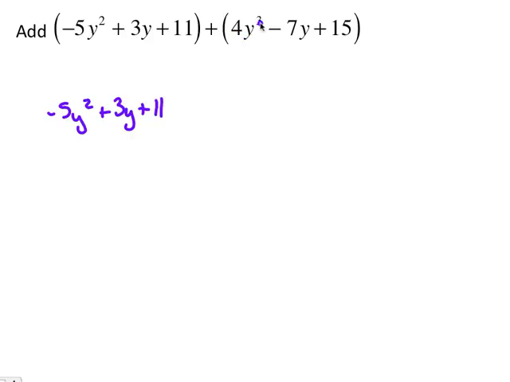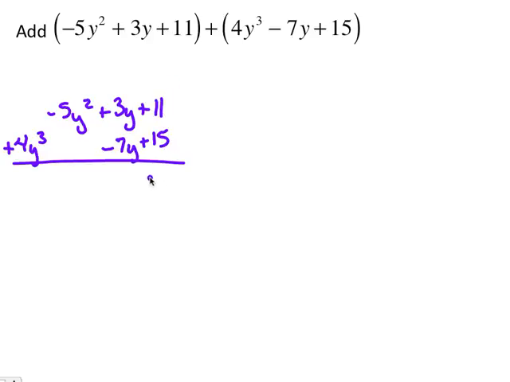So I have this 4y to the third. I don't have another y to the third term here, so we're just going to put that way out in front here. And the next term is my minus 7y. Well, that would go with the 3y, so it lines up there. And then the last one's the 15, that goes with the 11. And so that's how you set it up to make sure that each of your like terms are lined up. Then you can just add what you have.